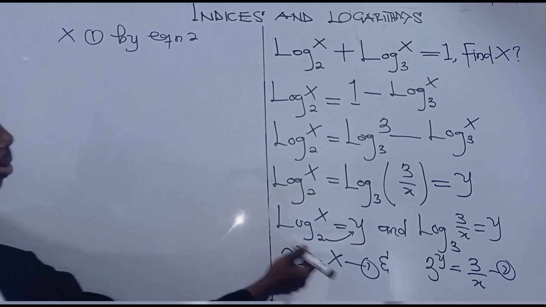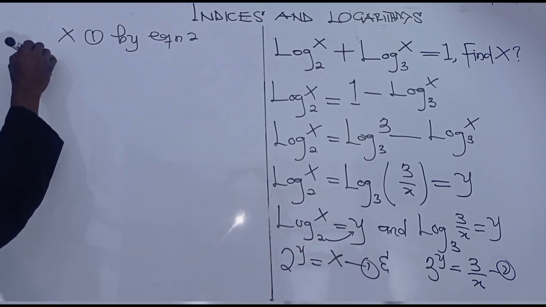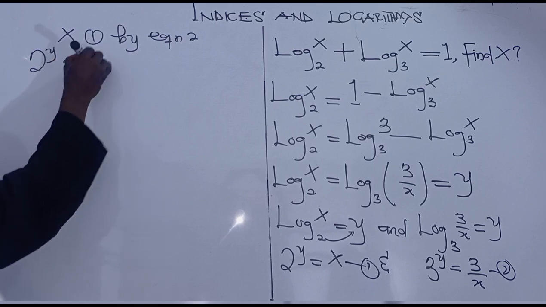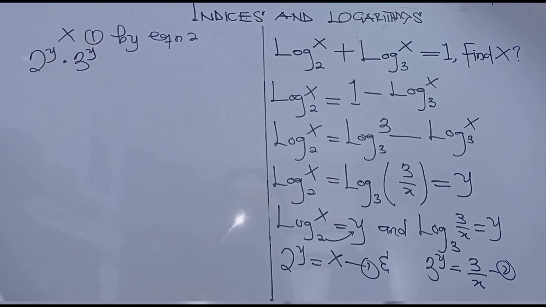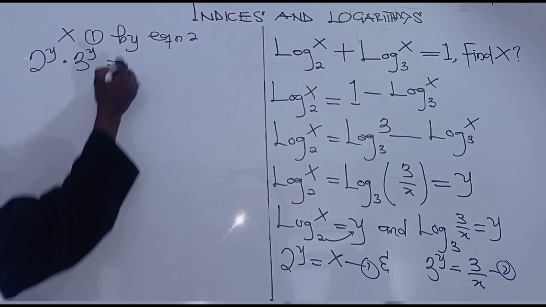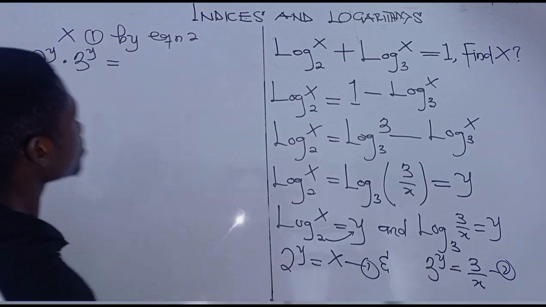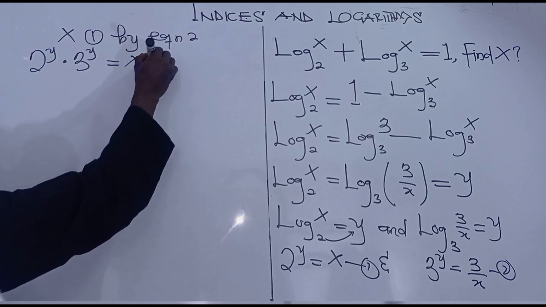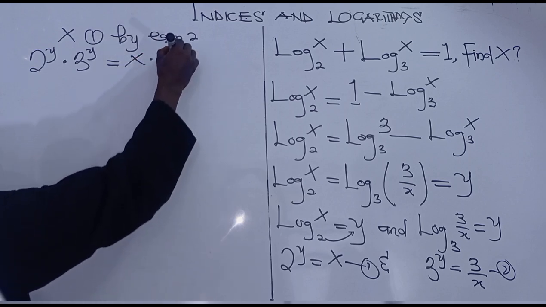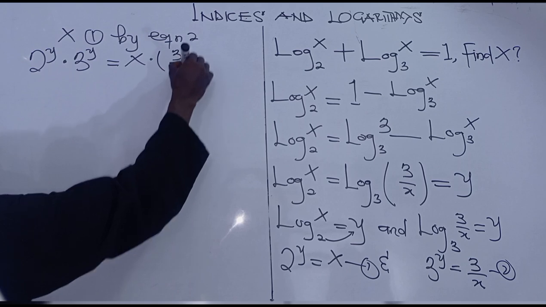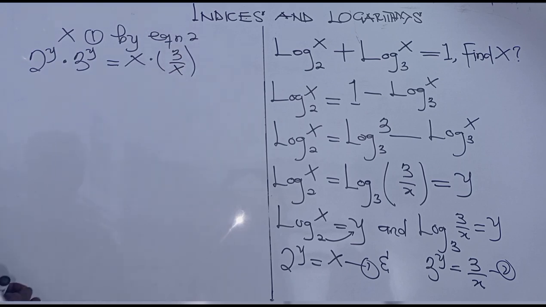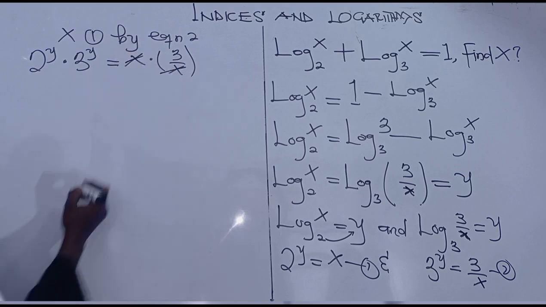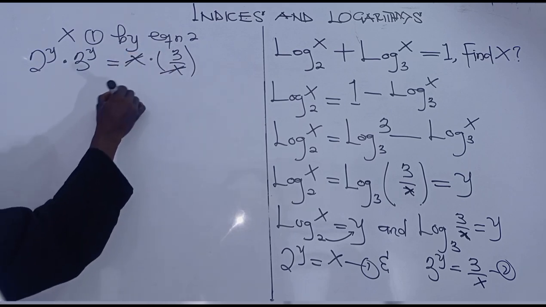So we have 2 raised to the power y times 3 raised to the power y. 2 raised to the power y multiplying 3 raised to the power y. The dot is the same as multiplication. And this is equal to x times what? x. So we have x times 3 all over what? x. So from here you can see that this x can cancel this x.